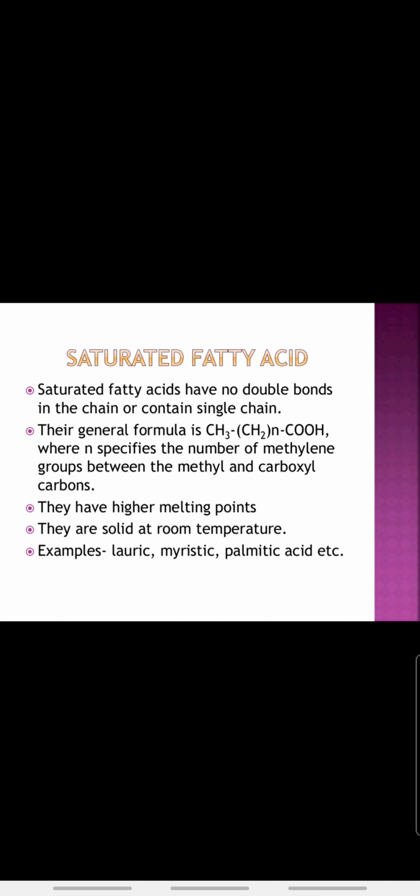Let's start by discussing saturated fatty acid first. Saturated fatty acids are fatty acids with no double bonds in the chain, containing only single bonds. Later on, you can see the structure of the saturated acid. Their general formula is shown here, where n specifies the number of methylene groups between the methyl and carboxyl carbons. They have higher melting points, of course, and they are solid at room temperature. Examples of saturated fatty acid are lauric, myristic, palmitic acid, and so on. What do you mean by lauric? Lauric is an example of a saturated acid.